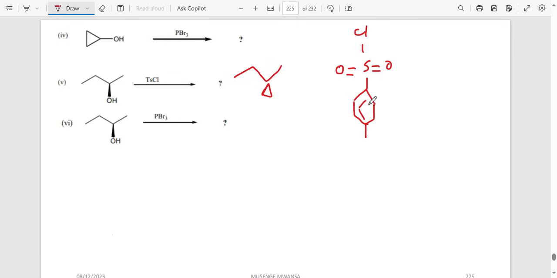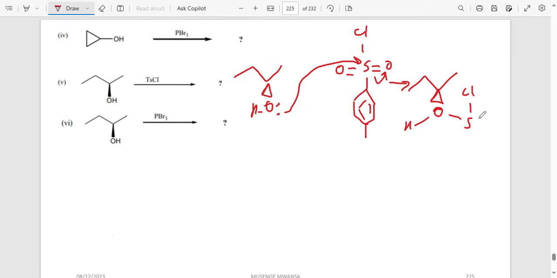Okay. Thank you very much. So mechanism, oxygen will go and attack the sulfur, that will break one bond. And then the structure that we end up with is going to be like this. Oxygen here with a hydrogen. We have attached it to sulfur. This one has got a chlorine. Remember, it has now got oxygen with a negative charge here. And then it has got a double bond with the oxygen. And then it has got this group.